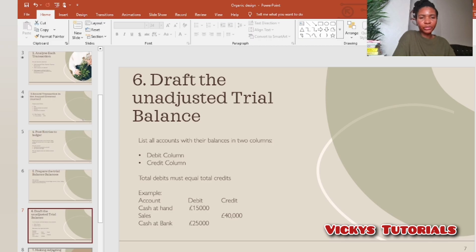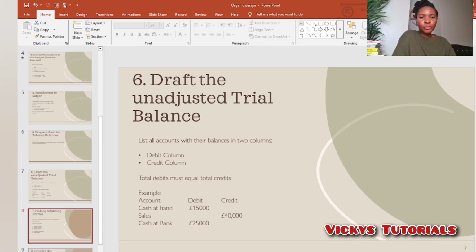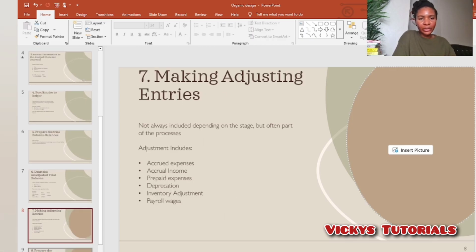It's called unadjusted trial balance because there are other things that need to be adjusted at the end of the month for it to reflect the true performance of the business transactions. For instance, we might have accrued expenses or prepayments that need adjustment, depreciation that needs adjustment. Before all of these things are done, it does not show a true and fair reflection of the business performance for that period. So once you've drafted your unadjusted trial balance, you're going to move on to making those adjustments.